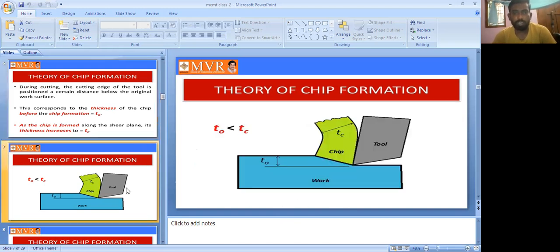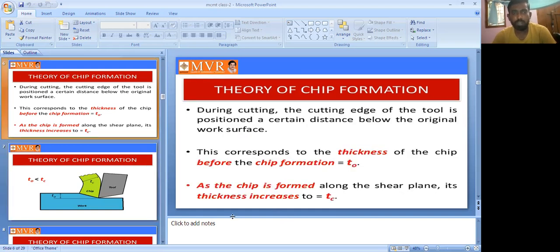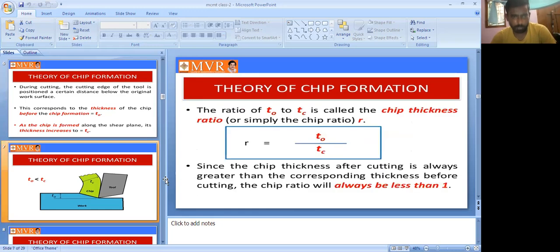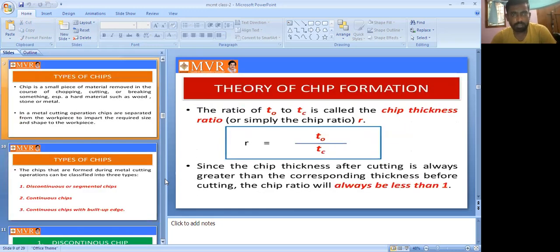So we have one equation: t naught is always greater than Tc. Why? Because the thickness is increasing. t naught is the thickness before chip formation, and Tc is the thickness after the chip is formed. That's why t naught is always greater than Tc. This is the tool, this is the work, and this is the chip thickness.